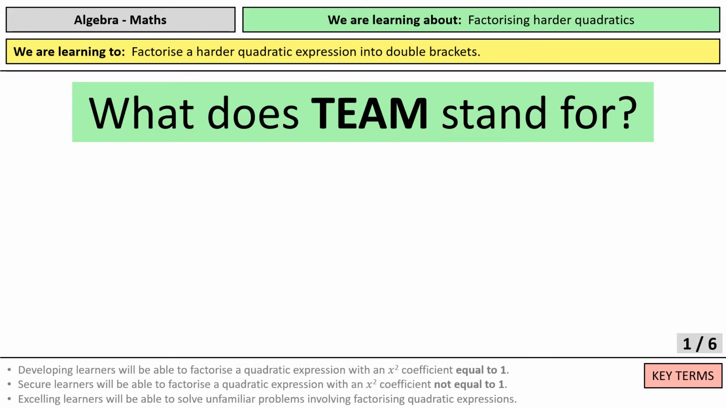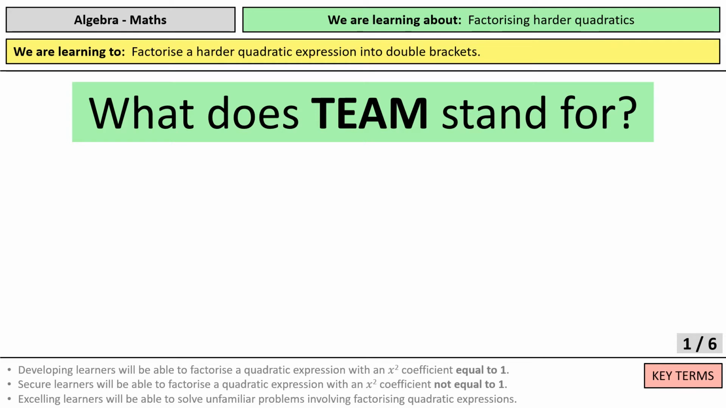Easier quadratics to factorise will have a coefficient of x squared of 1. So it'll be x squared plus an amount of x's and a number. Harder quadratics will have a coefficient of x squared that isn't 1: 2x squared, 3x squared, 4x squared, 5x squared, probably the biggest one we'll have to deal with in GCSE Maths.